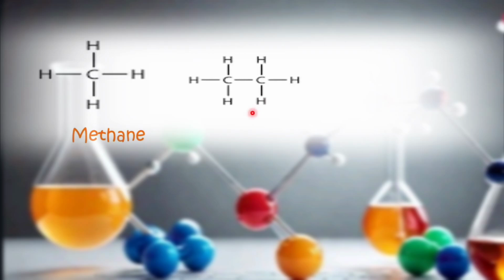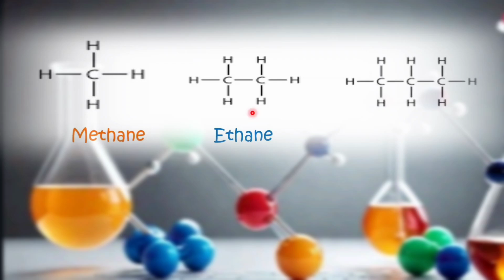The next is ethane, in which 2 carbons are linked by a single bond, and each carbon atom is attached to 3 hydrogen atoms. The next is propane, in which 3 carbon atoms are linked with each other by single bonds. In all these examples, you can see that each carbon atom is bonded to 4 other atoms, either hydrogen atoms or carbon atoms. So these are examples of saturated hydrocarbons.